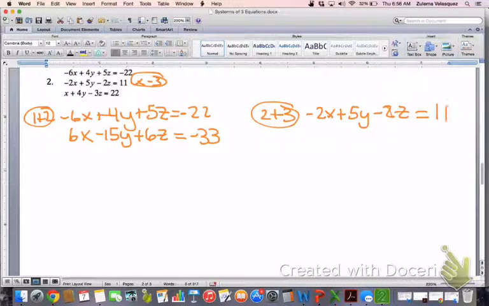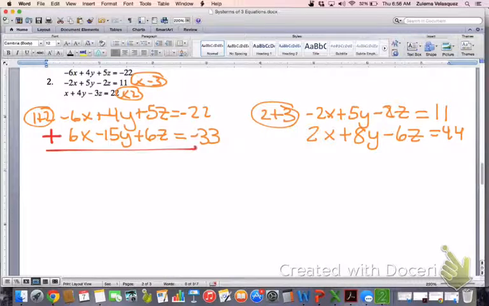And I'm going to multiply the second one by 2. So we get 2x plus 8y minus 6z equals 44. Now I'm going to go ahead and eliminate the x on both of them. It has to be the same variable. So eliminate, eliminate, and get my new system.